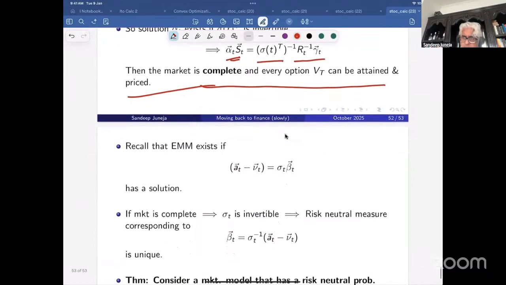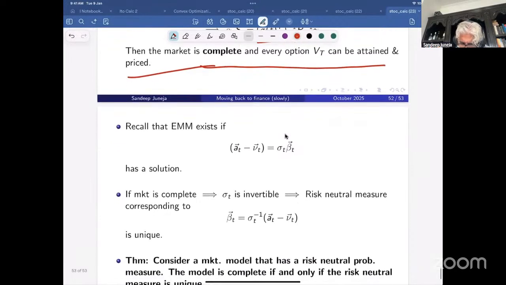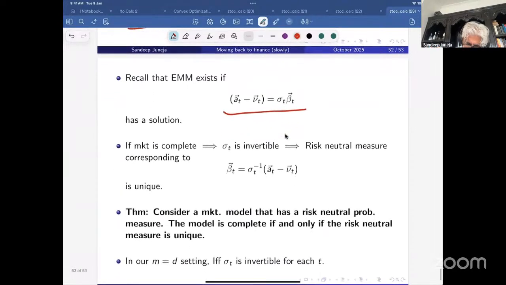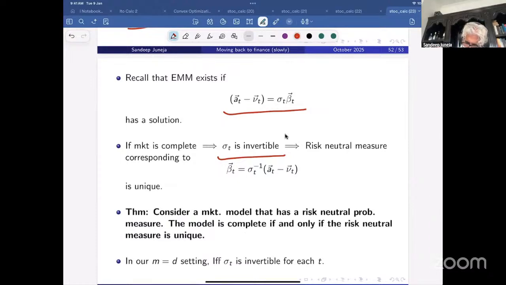Okay. So this is the last slide for today. Recall that an equivalent martingale measure exists if I have a solution to these equations. If the market is complete, sigma t is then invertible. Yeah, makes sense. And if sigma t is invertible, that means this martingale measure is indeed unique.